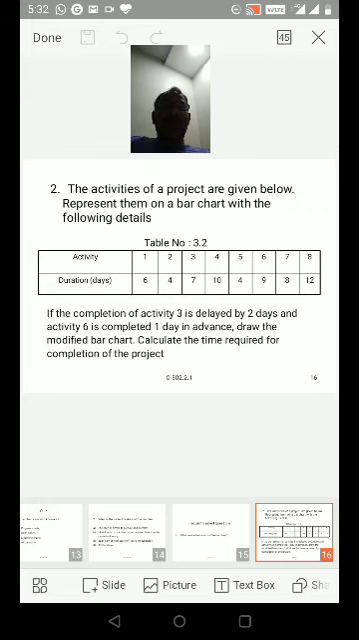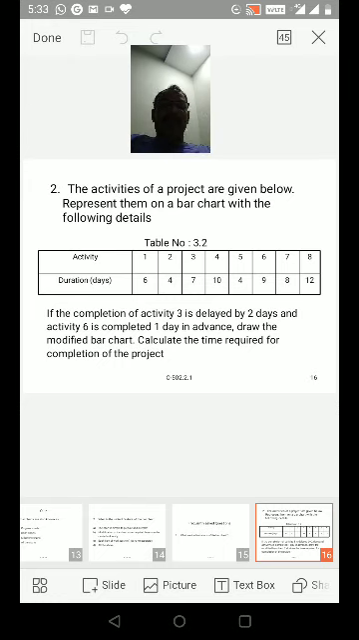So see the question number 2, a frequently asked class question. The activities of a project are given below. Represent them on a bar chart with the following details in the table. Activity 1 duration 6, like that, activity 8 duration 12, durations given as 6, 4, 7, 10, 4, 9, 8, 12 days.